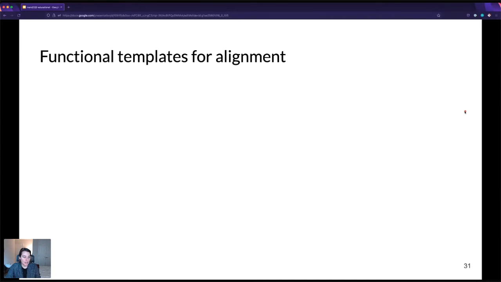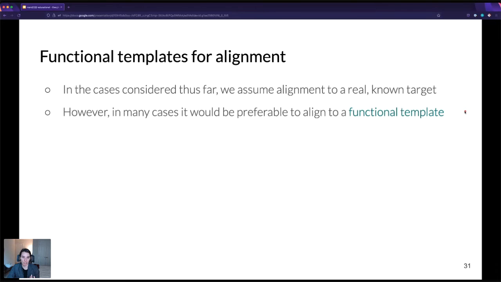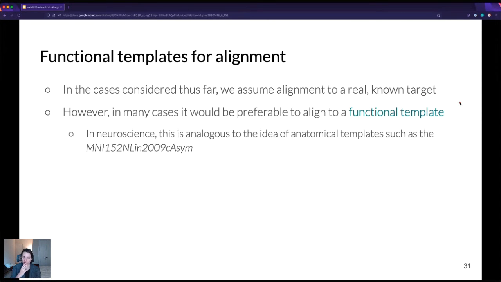Finally, the last consideration that I wanted to make here is about functional templates for alignment. In all of the cases that we've considered thus far, we assume that we're performing alignment to a real known target. This would be, for example, a previous experimental session or an existing model or participant. But in many cases, it would be preferable to align to a functional template. For those of us in neuroscience, this might be analogous to the idea of anatomical templates, such as those provided in Montreal at the MNI.